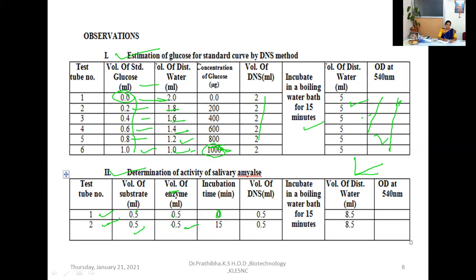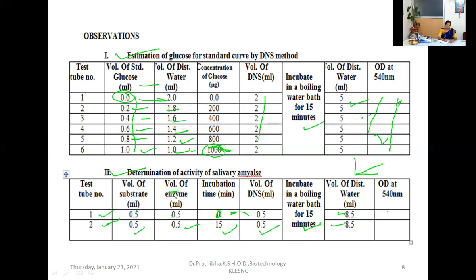Whereas here, with 0.5, you are going to leave this particular test tube for 15 minutes. After the 15 minutes you are going to add 0.5 ml of DNS. To this test tube you add 0.5 immediately, because the incubation time is zero. Here, after the incubation of 15 minutes, you will add 0.5 ml of DNS. After adding the DNS, incubate in a boiling water bath for 15 minutes. At the end, add the volume of distilled water, that is 8.5 finally. Then take the OD at 540 nanometer.